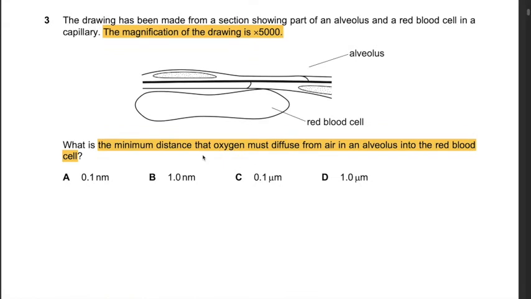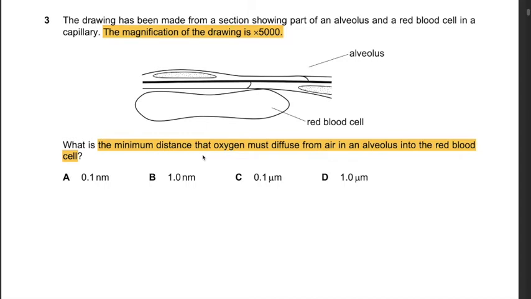Question 3. The drawing has been made from a section showing part of an alveolus and a red blood cell in a capillary. The magnification of the drawing is times 5000. What is the minimum distance that oxygen must diffuse from air in an alveolus into the red blood cell? This question right here involves calculation. Using the formula, magnification is equal to image size upon the actual size. Since they are talking about the minimum distance, you have to place your ruler and measure from the alveolus into the red blood cell, but where the distance is the smallest.